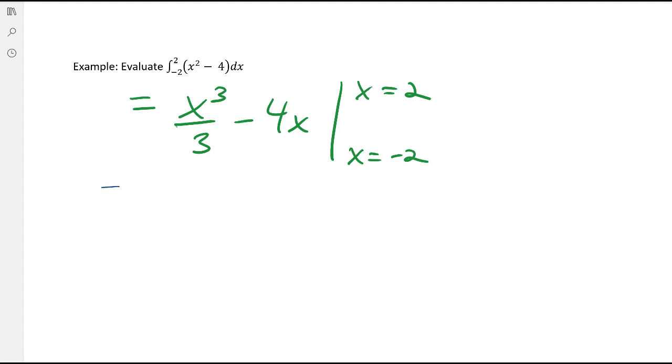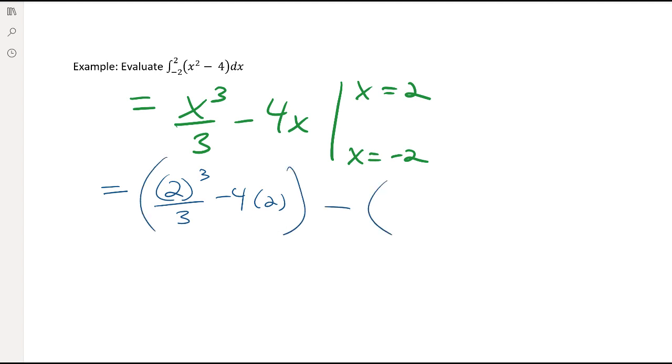All right. Which value of x do we plug in first? We always plug in the upper bound, the top number. So that means we're going to plug in 2. So that's 2 cubed over 3 minus 4 times 2. Okay, this entire quantity is multiplied by the quantity. Put it in parentheses, very important. A negative 2 cubed over 3 minus 4 times a negative 2.